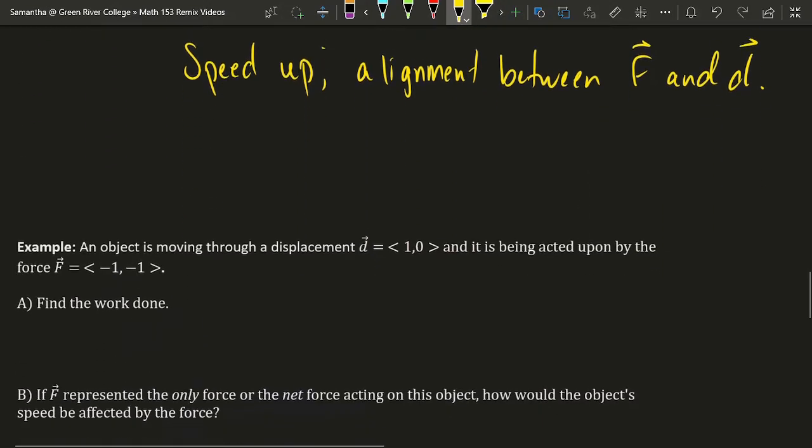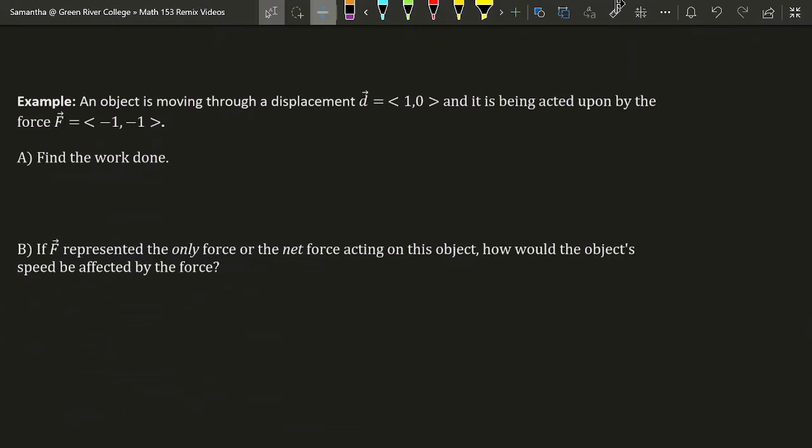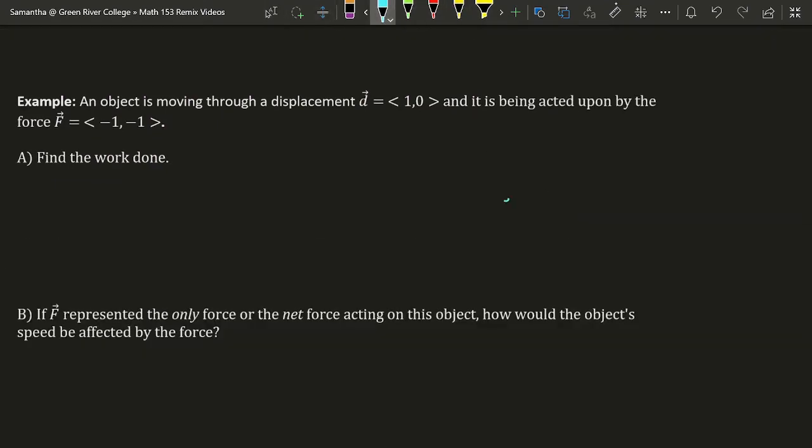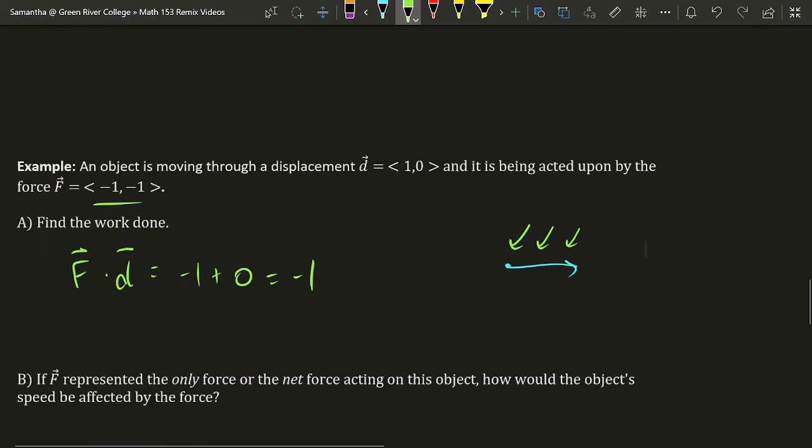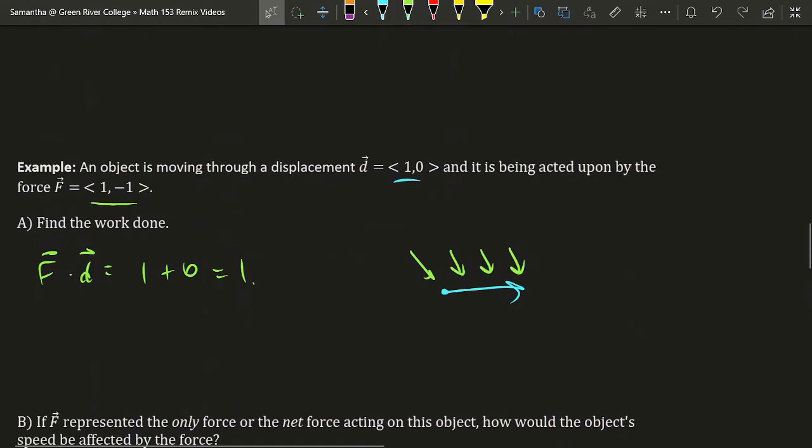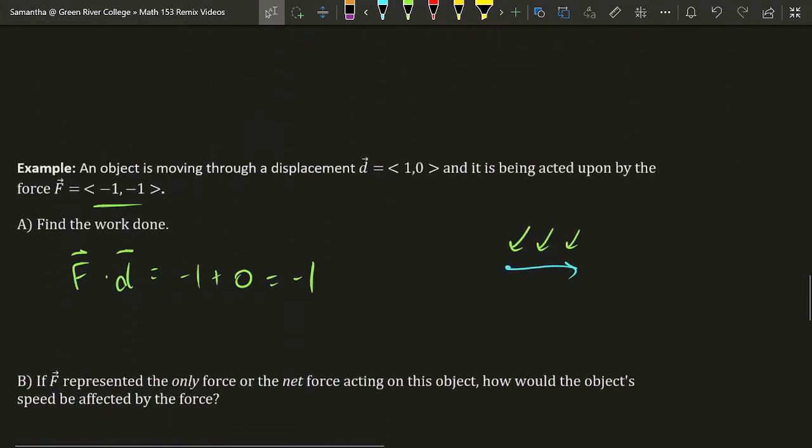Now let's switch the example slightly. This time our object is still moving directly to the right, but our force vector has a negative x component, and so it's acting down and to the left. Let's find the work done. Once again, taking the dot product between these vectors, I get a value of 1 times negative 1 plus 0 times negative 1. So this time, unlike before where our work was positive, now our work is negative.